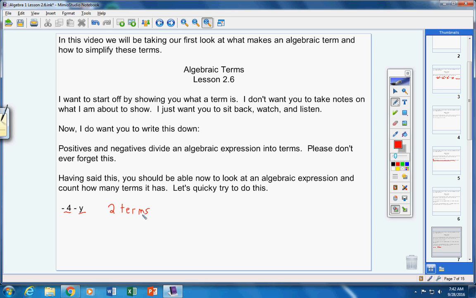And by the way, the signs do matter. This term here is negative. This term here is negative. That does matter. Okay, let's try another one.